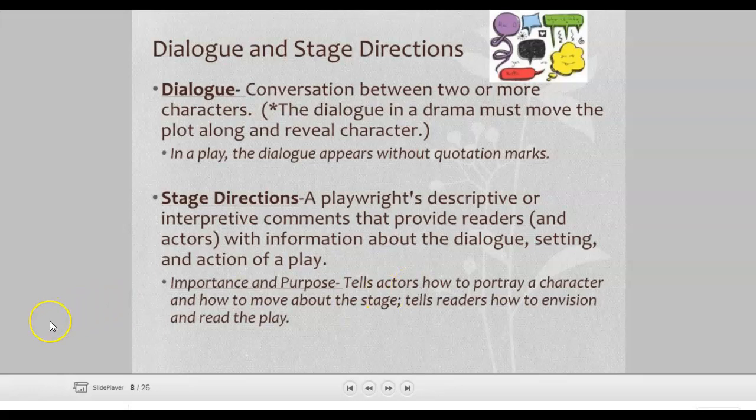So hopefully this helps you with terms. We're going to stop there and we're going to be looking at plays and dramas moving forward, but if we use these terms, hopefully now you understand the difference. All right, let's look at some dramas.